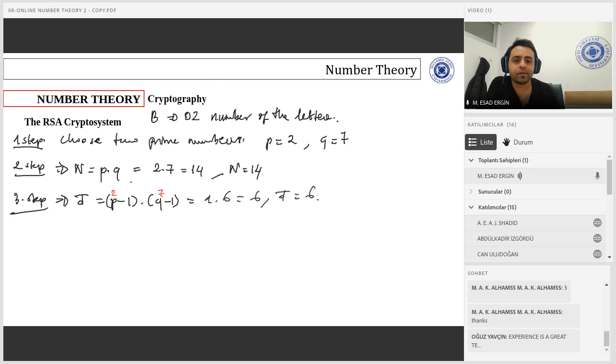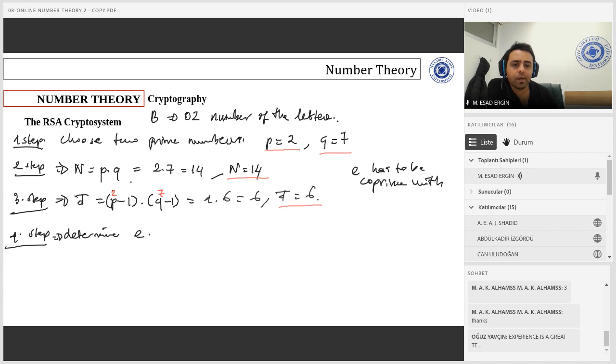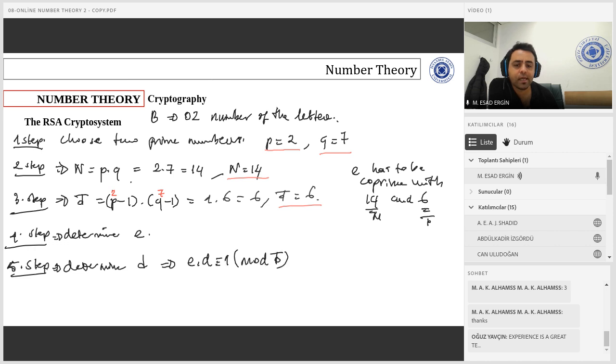So we found these important variables. Now we are going to find E. For the third step, determine E. E has to be coprime with 14 and 6, because 14 is N and 6 equals the Euler totient. And for the fifth step, you are going to determine D. As we remember, E multiplied by D should be 1 in modulo Euler totient, so E multiplied by D equals 1 in modulo 6.